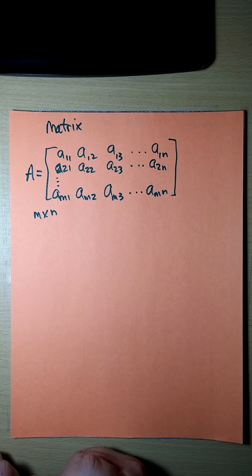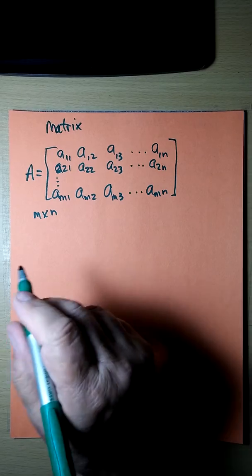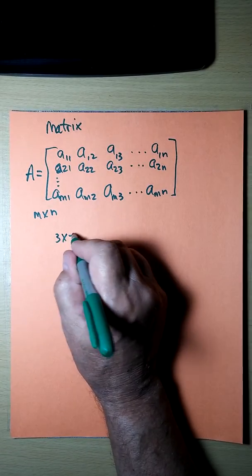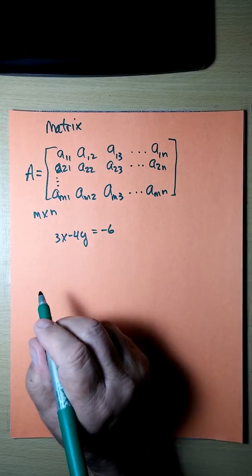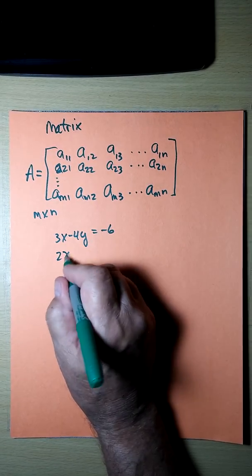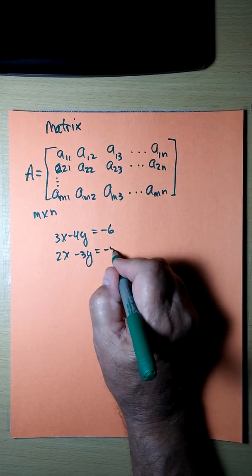So how do you solve these? Well, we're going to use an augmented matrix method. Let's just get a 2 by 2 first. See, 3x minus 4y equals negative 6. 2x minus 3y equals negative 5.